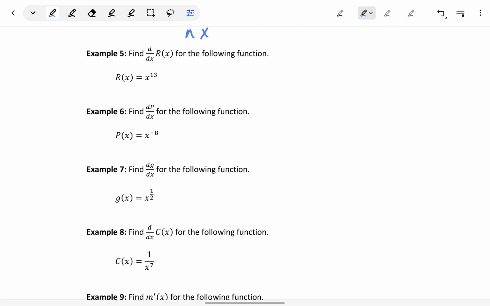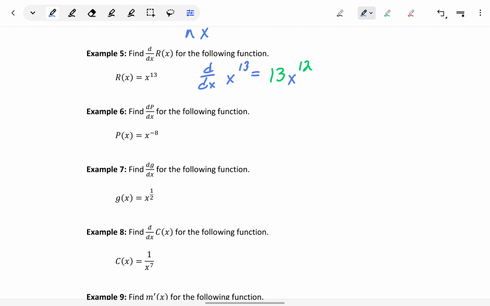For instance, in example 5, we want d over dx of x to the 13th power. To find that, we'll bring that original exponent down as a factor in front, and then the original exponent gets reduced by 1, so we get 13x to the 12th.